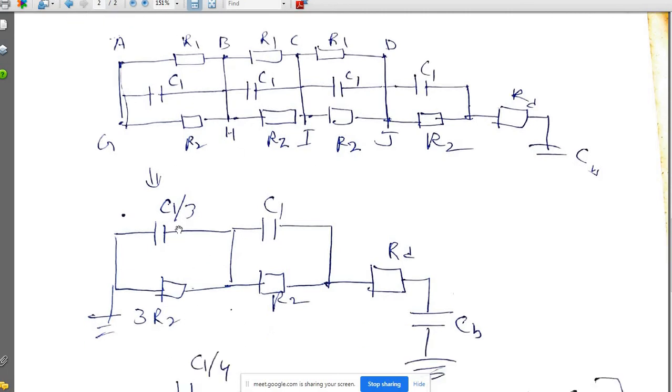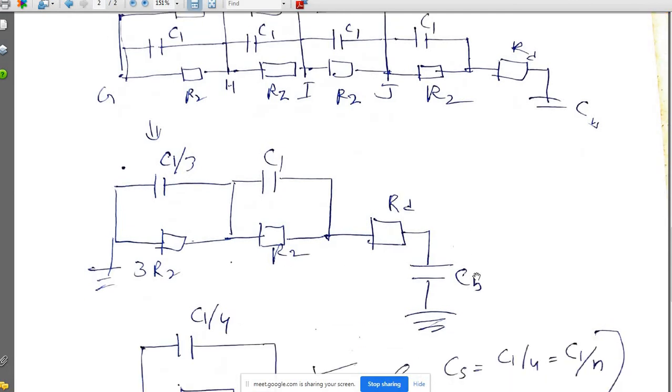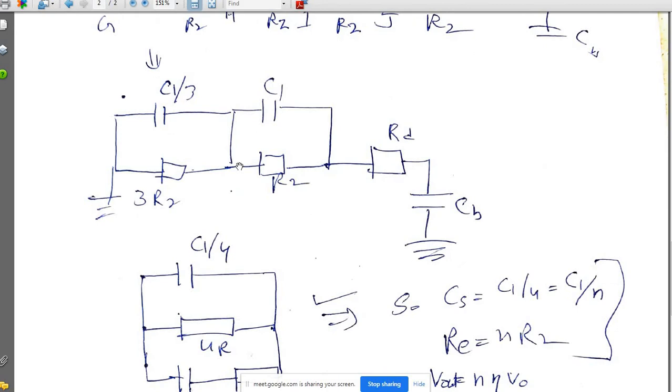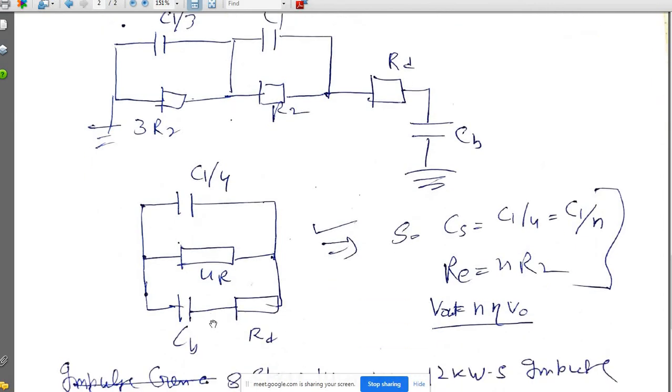and C1 in series, so C1 by 3, and this C1 and R2, and we can find out the approximate equivalent circuit like this, C1 by 3 and C1, C1 by 4, 3R2 and R2, 4R2 हो जाएगा ये. Because it is connected in ground, it is also connected in ground, so we'll make this circuit like this, RD and CV in series. Here this is the parallel. So it is the input resistance.